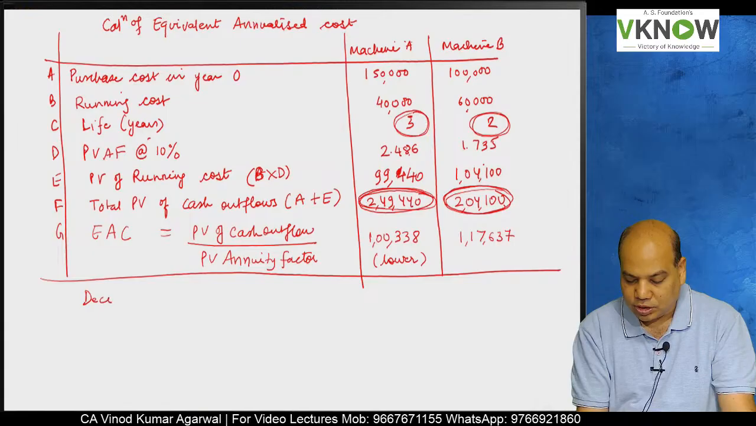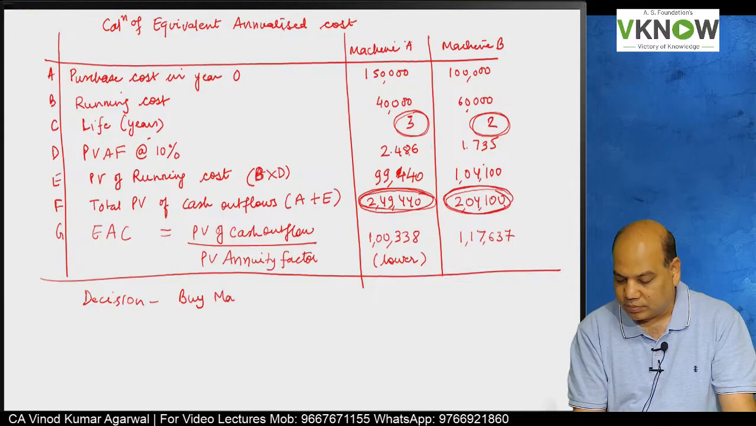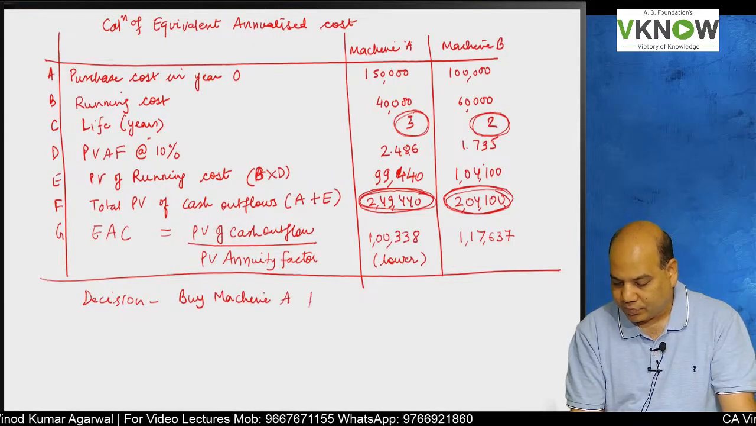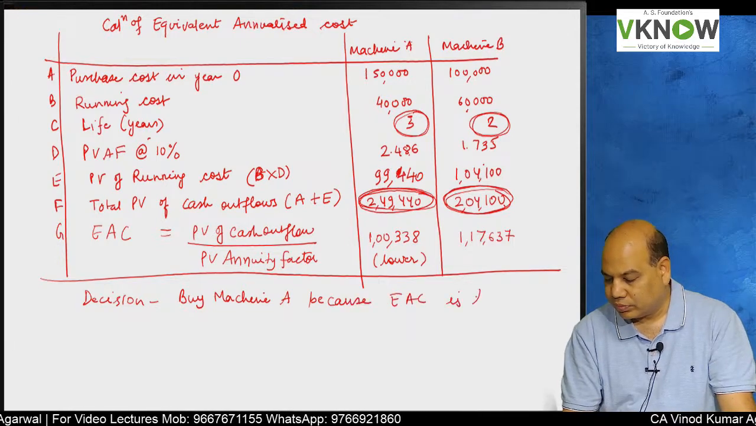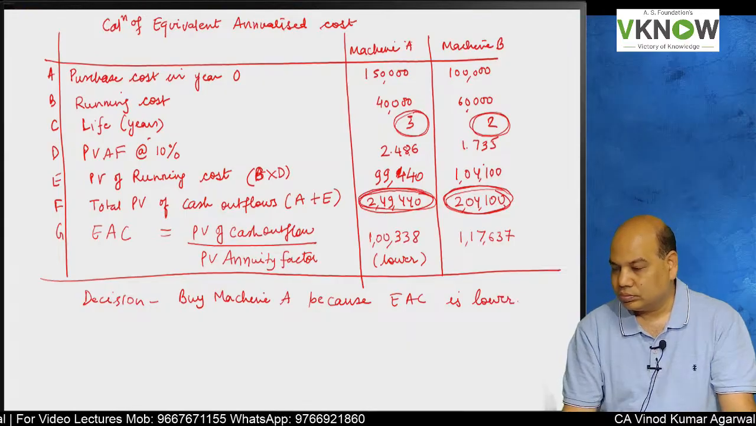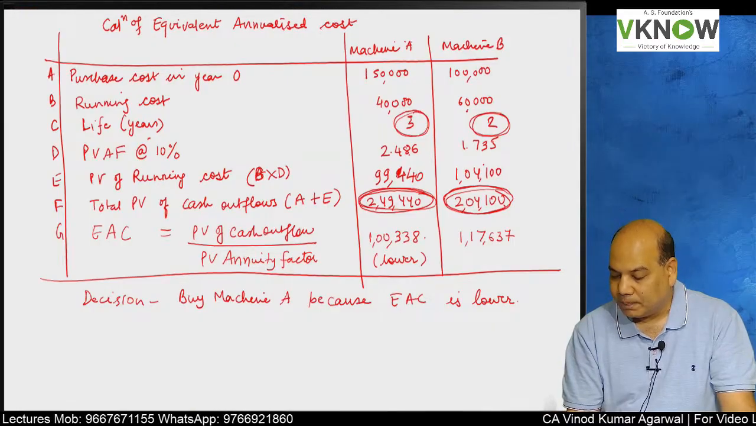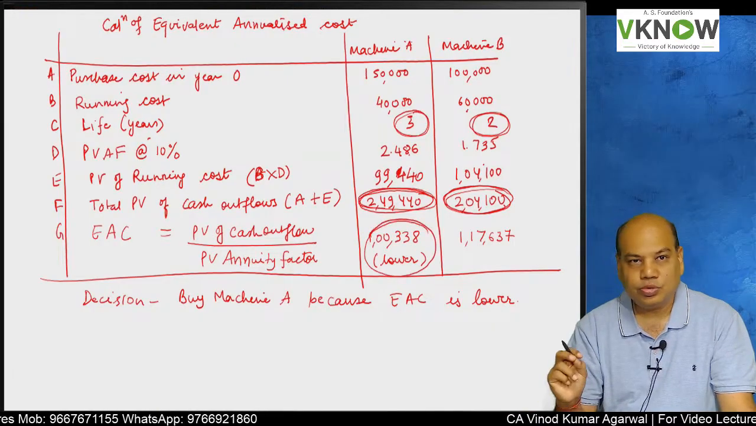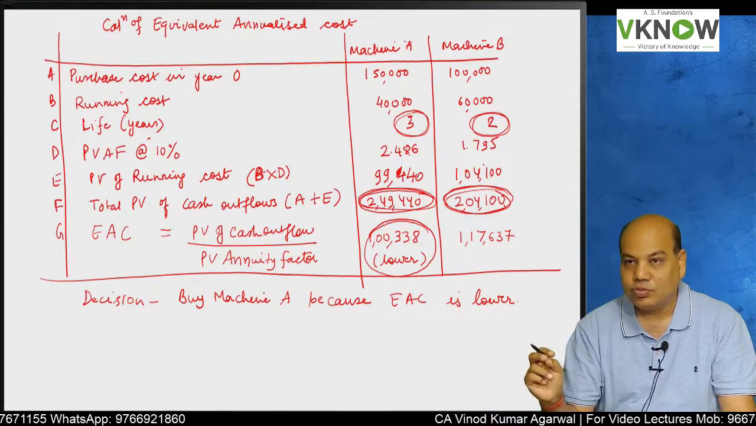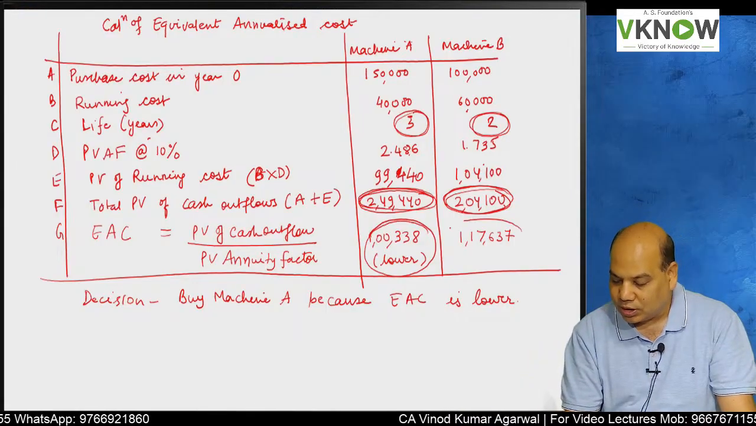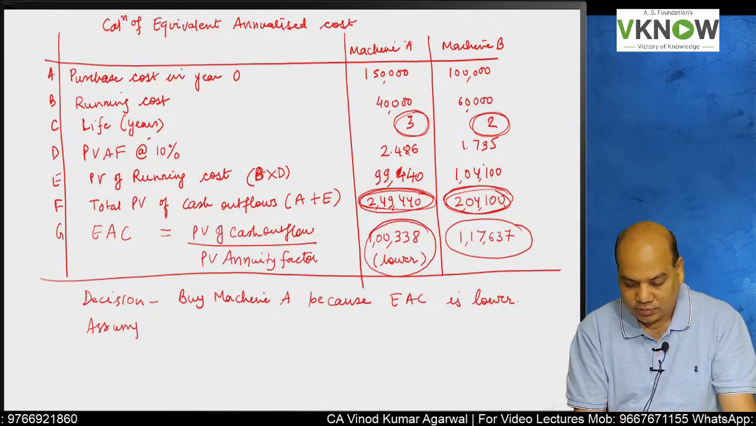So what is the decision you will write? Decision will be buy machine A because EAC is lower. Okay? Because EAC is lower. It means per annum usage cost of machine A is 1,03,38, whereas per annum usage cost of machine B is 1,17,637.